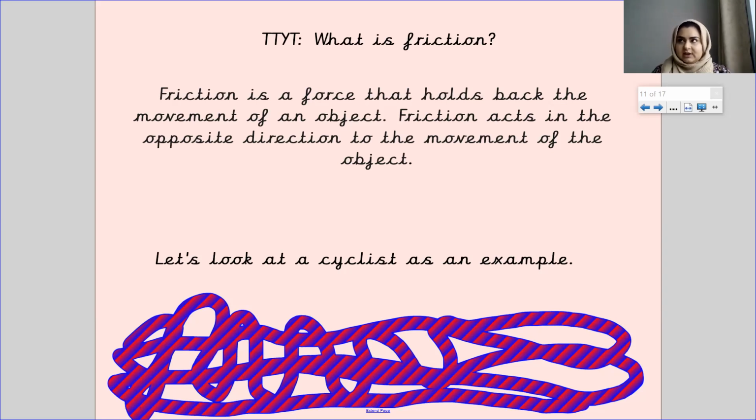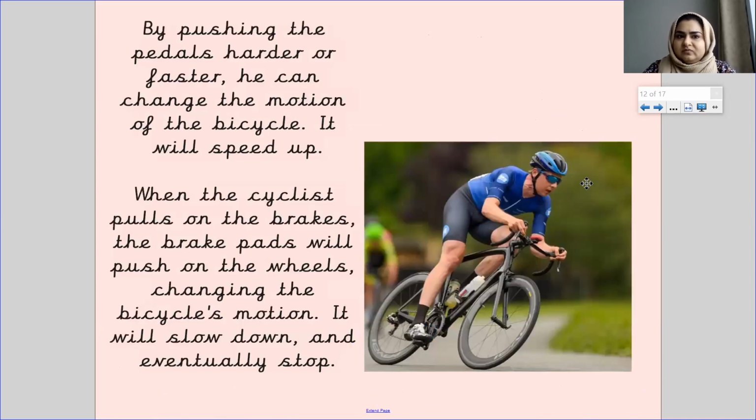Do you remember when we were learning about earthquakes in geography and we were talking about the plates under the Earth's crust? When the plates are causing friction, it makes something happen. When you have an object against something else, it causes friction, but it goes the other direction. Now let's look at a cyclist as an example. We're going to see how friction works with a cyclist.